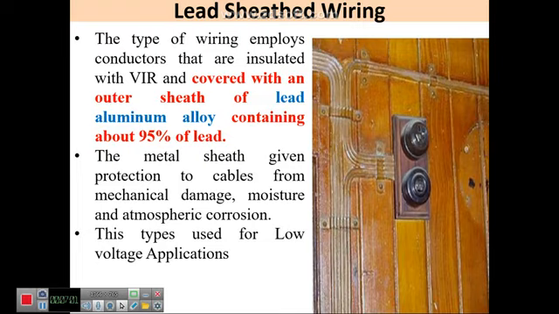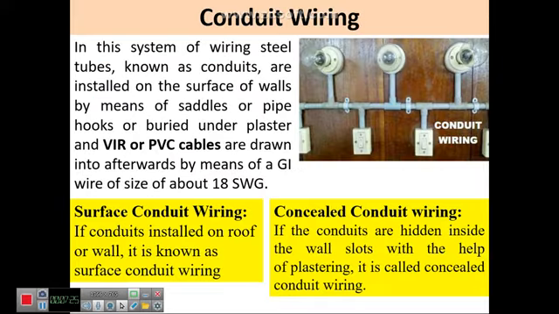Here we are using a lead aluminum alloy that houses the wire. That gives grip strength to the wiring. This will avoid mechanical damages, moisture and atmospheric corrosion. So this is better than the previous arrangements. It is also a low voltage application. Next one is conduit wiring.